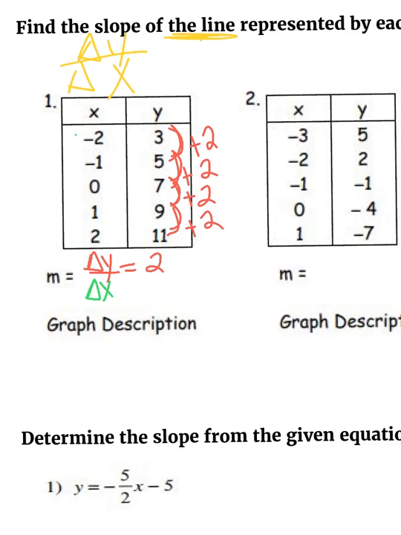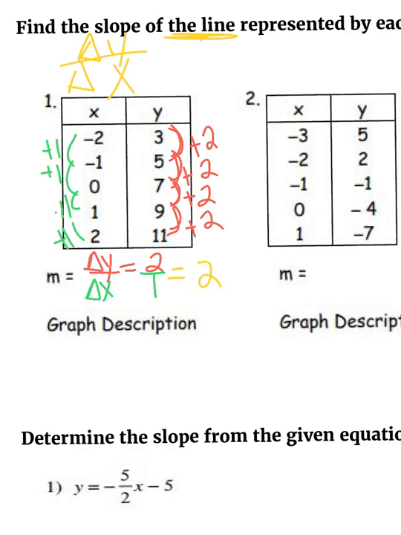So from -2 to -1 is +1. -1 to 0 is +1. 0 to 1 is +1. And 1 to 2 is +1. So I know that my change in x is that they're increasing by 1 each time. 2 over 1 is 2.